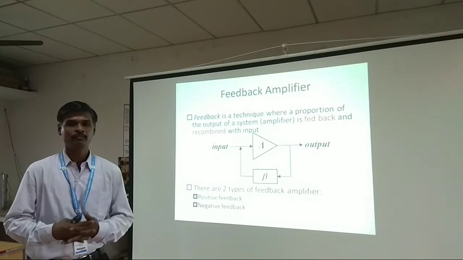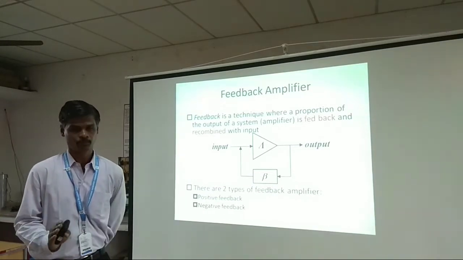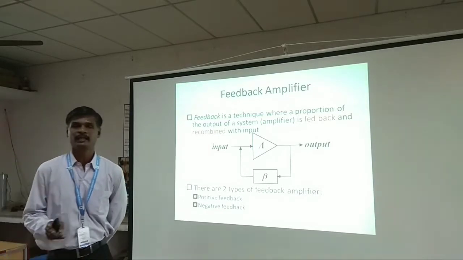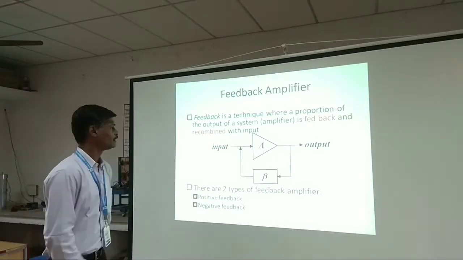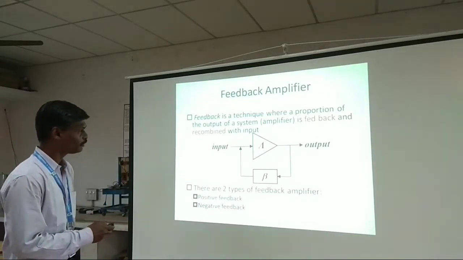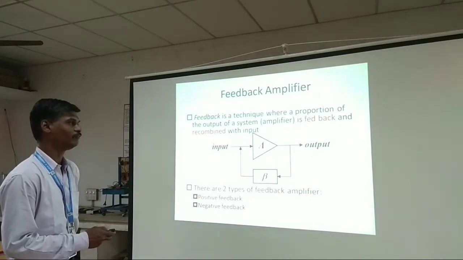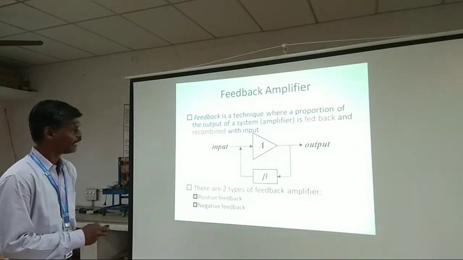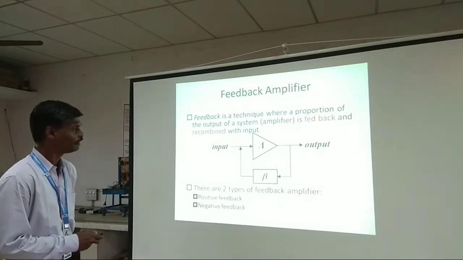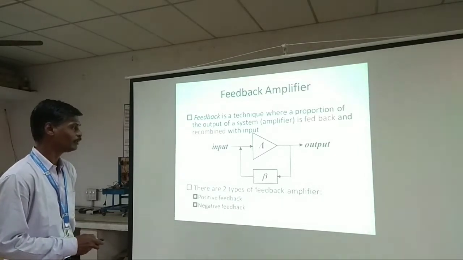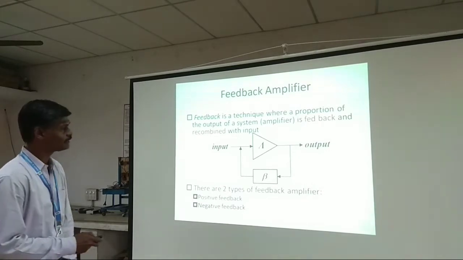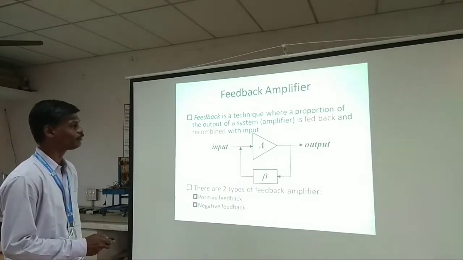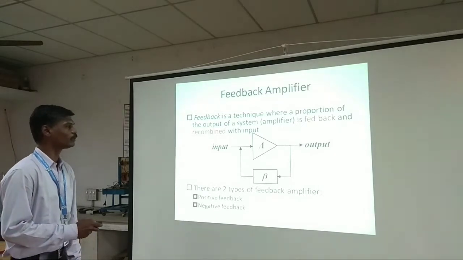Feedback amplifier. Feedback is a technique where a proportion of the output of a system is fed back and recombined with the input. So here we have the input, and the input is given directly to the amplifier, and we can take the amplified output across the output terminal. Suppose we have a feedback, then that factor will be denoted by a term called beta. And this beta is nothing but a part of your output which is obtained from the output terminal and fed back to the input.